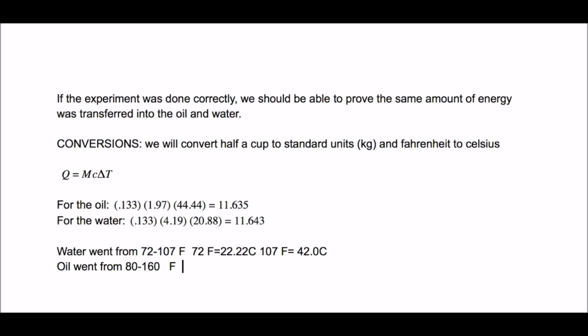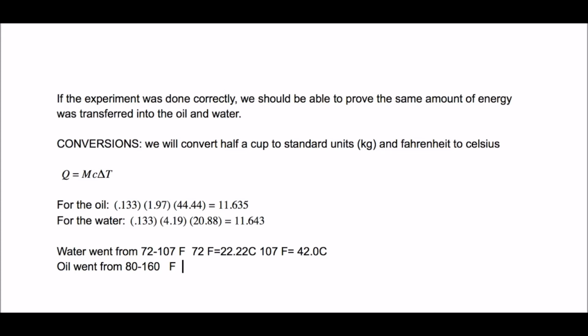Now for change in temperature, we need to convert from Fahrenheit, which is what the thermometer was in, to Celsius, which is what the standard units for the equation are in. The initial temperature for the water was 72 degrees Fahrenheit, and the final temperature was 107 degrees Fahrenheit. So we convert each of these numbers to Celsius, and then subtract the initial from the final to give us the change in temperature for the water.